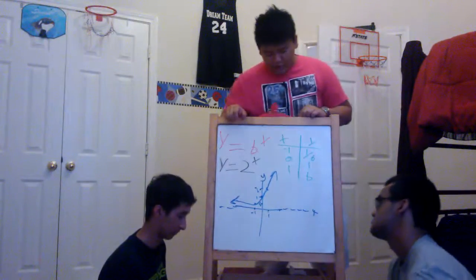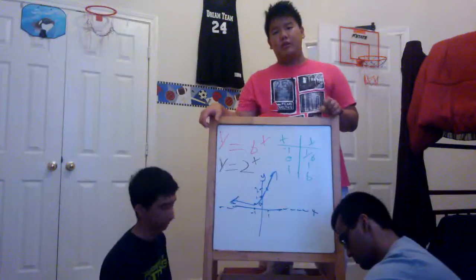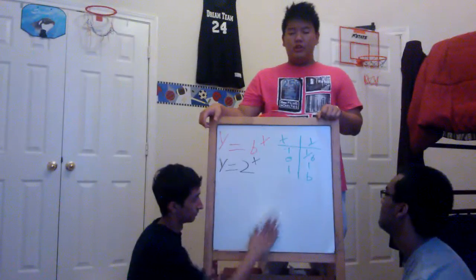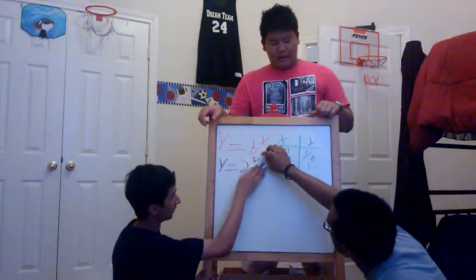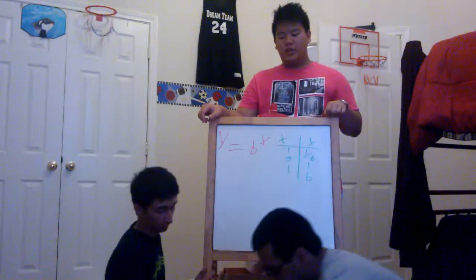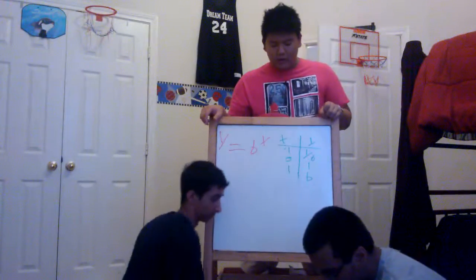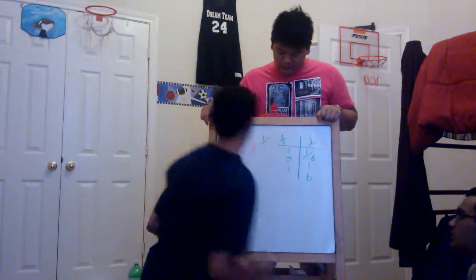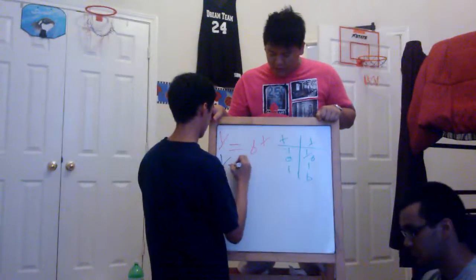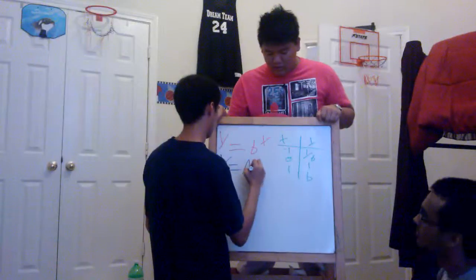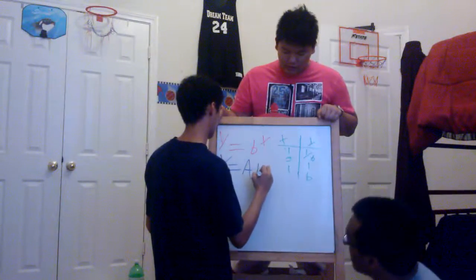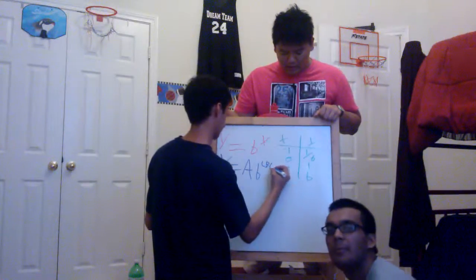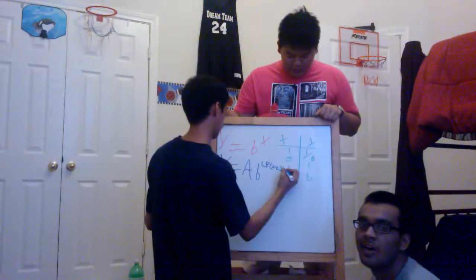Alright, so now that you've seen the parent function, we're going to show you how to transform this exponential function. To show you that, first we're going to tell you guys how the transformation function's equation is going to look. It's going to look like y equals A, capital A, times lowercase b to the power of capital B, parentheses x minus C, and plus D.